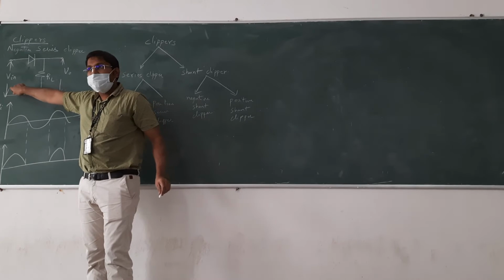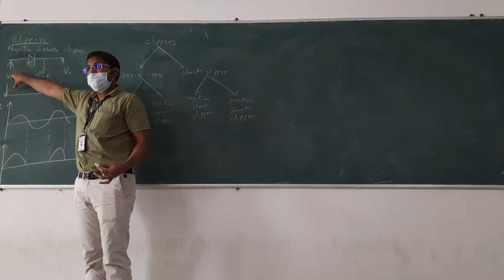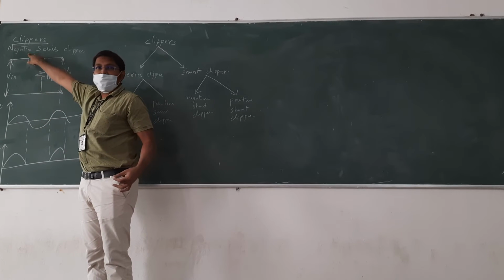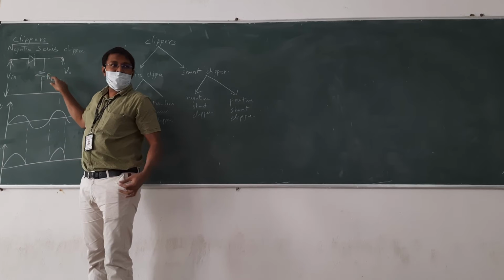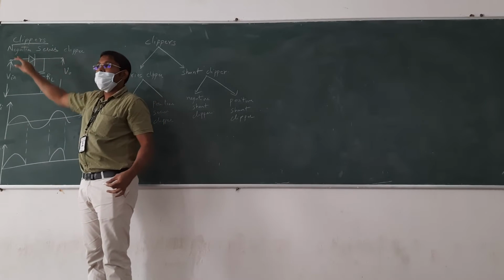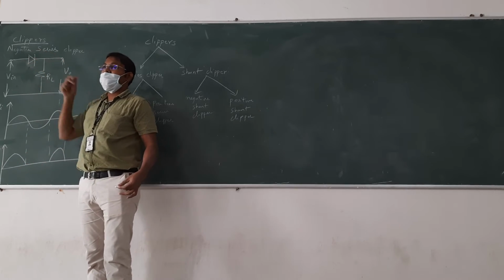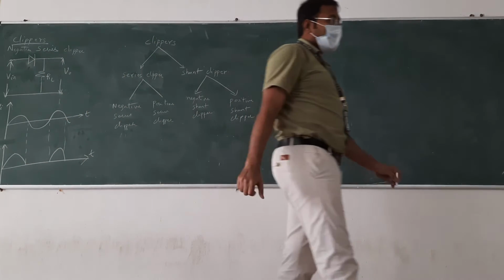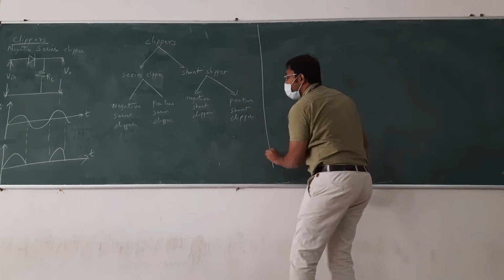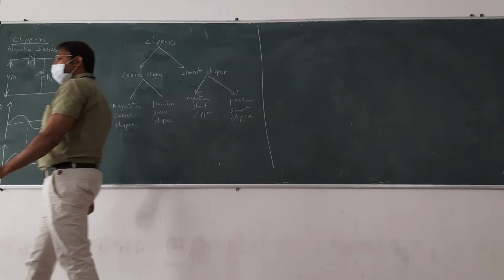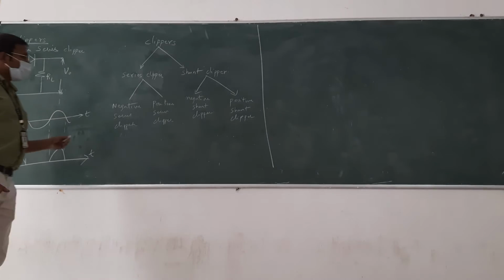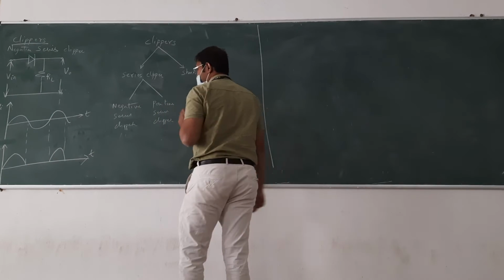We know very well that this is the half wave rectifier circuit. It clips the negative half side, so negative. The diode is in series with the load, so series. So the name of this circuit is negative series clipper. Fine? Next, what we will do is write the expression for V0.